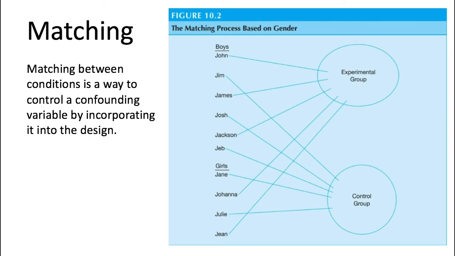Another way to think about getting rid of confounds is by matching, and this is something that was done in the Bobo experiment, right? If I think that boys and girls are somehow different in my dependent variable, or my manipulation might affect them differently, I want to make sure that I have an equal number of boys and girls in each condition. And so in my experimental group, I'm going to randomly select from my boys and girls and try to get as close to an equal number as I can. And then my control group, I'm going to do the same thing.